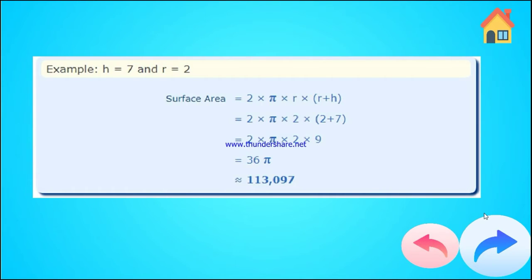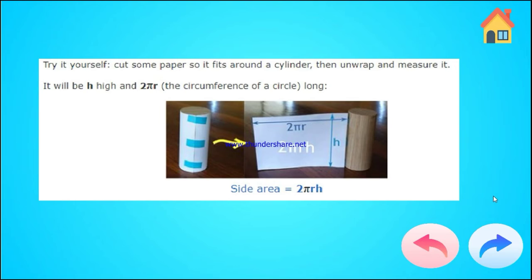Okay, next. The example is h equals 7 and r equals 2. Surface area is 2 times pi times r times (r plus h), and then r equals 2, and h equals 7, so it equals 2 times pi times 2 times (2 plus 7), equals 2 times pi times 2 times 9, and then the surface area is 36 pi. Okay, next, you can try it yourself.